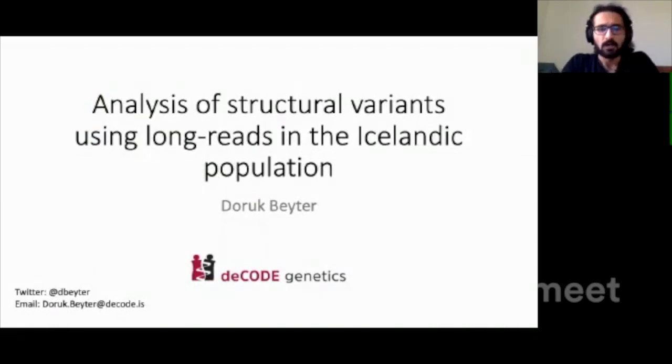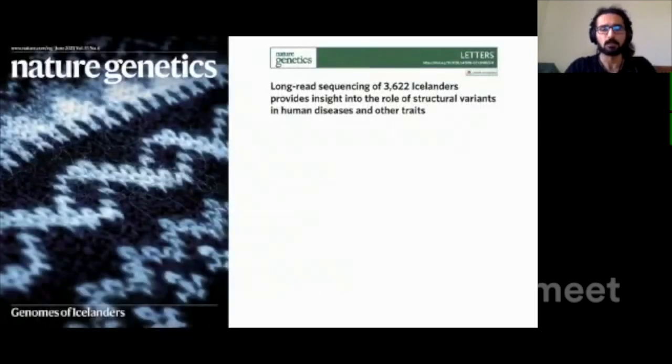My name is Doruk. I'm a research scientist at deCODE Genetics, and my work so far has consisted of the analysis of structural variants using long reads in the Icelandic population. And I'll be presenting you our paper published in Nature Genetics on long read sequencing of 3,622 Icelanders, provides insight into the role of structural variants in human diseases and other traits.